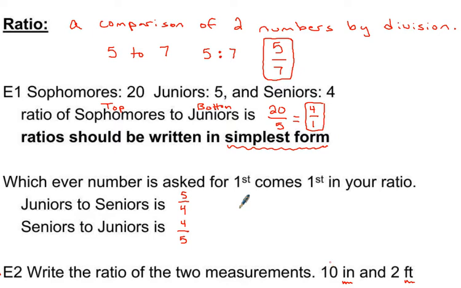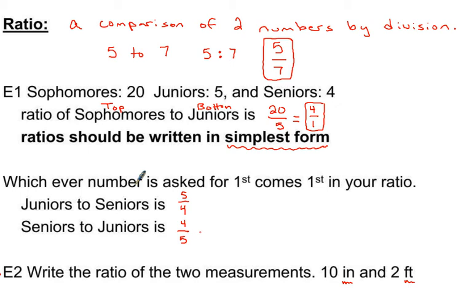Now, the one that comes first needs to come first in your ratio or on the top. So even though these are the same things, juniors to seniors and seniors to juniors, they are written very differently. If it's juniors to seniors, there were 5 juniors, so that would go on top, and 4 seniors, so that would go on the bottom. Seniors to juniors would go 4 over 5. Those are very different numbers, guys.